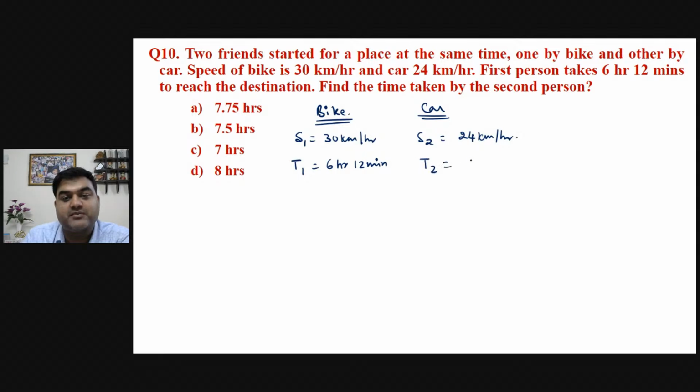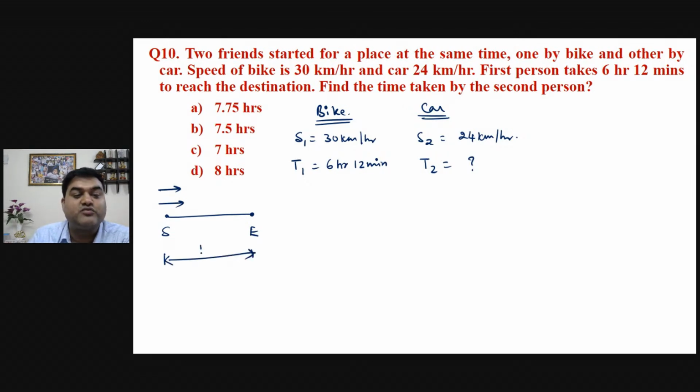Time taken by the second person is equal to what? Hope you understood. Now try to understand. This is the starting point and this is the end point. Both the biker and the car rider have to travel the same distance. The distance between these two will be the same.